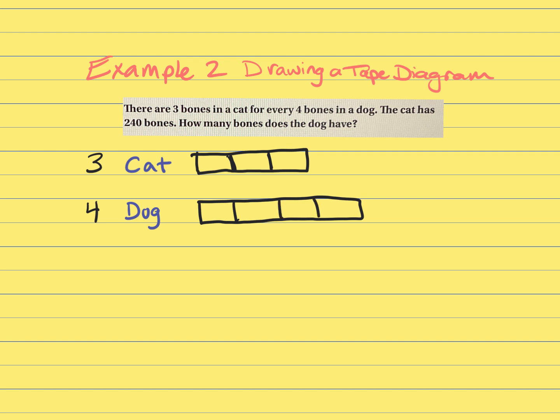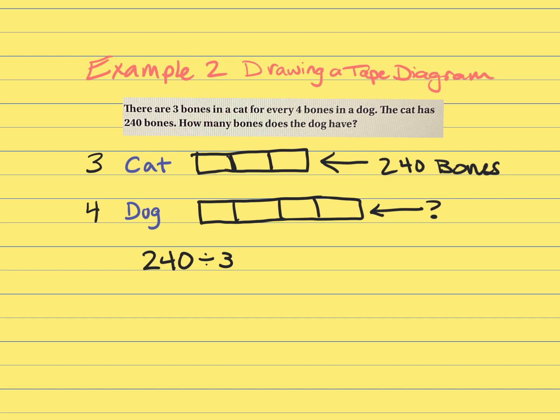What this is showing me is that there are 3 bones in a cat for every 4 bones in a dog. So these 3 parts right here represent 240 bones. We don't know what these 4 parts represent right now. That's what we're trying to figure out. So what you need to do is take the 240 bones and divide it by 3.